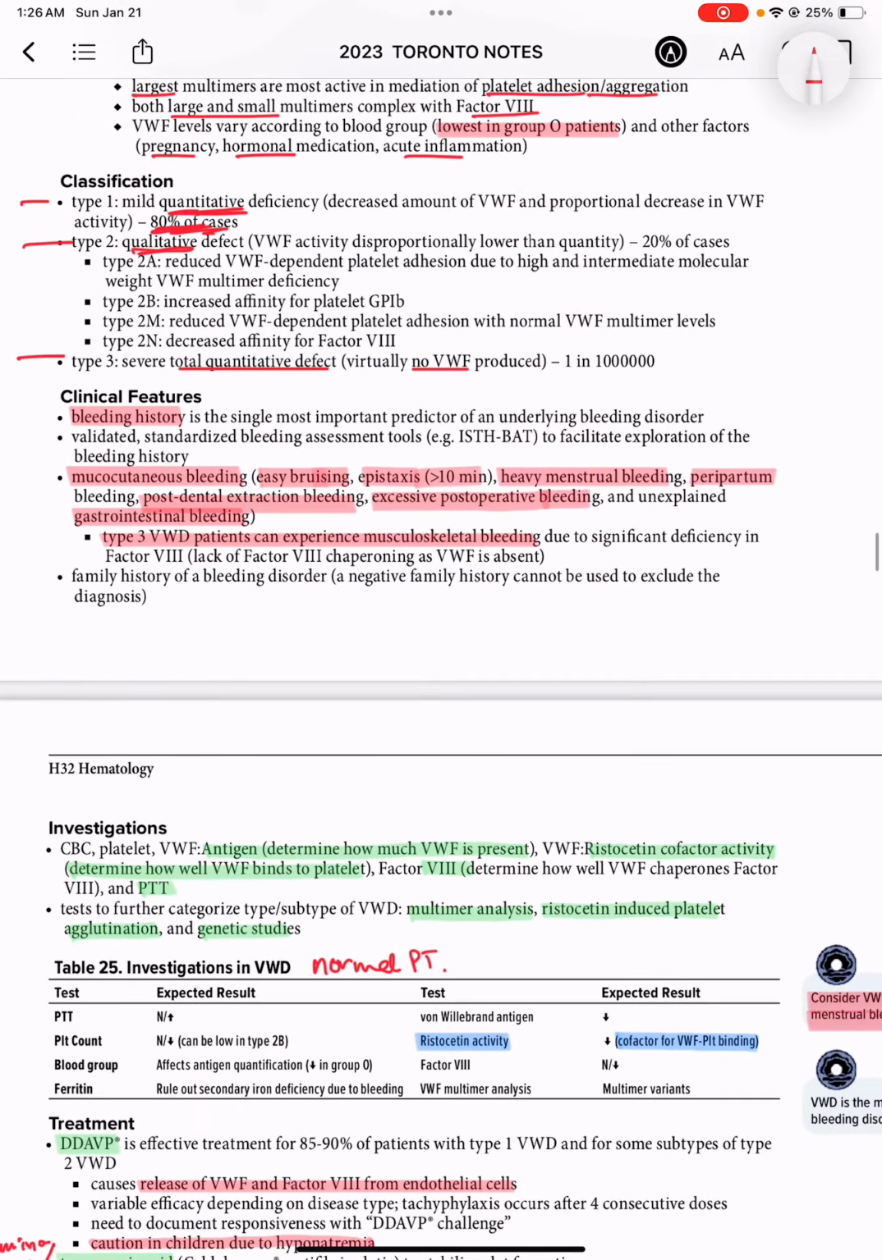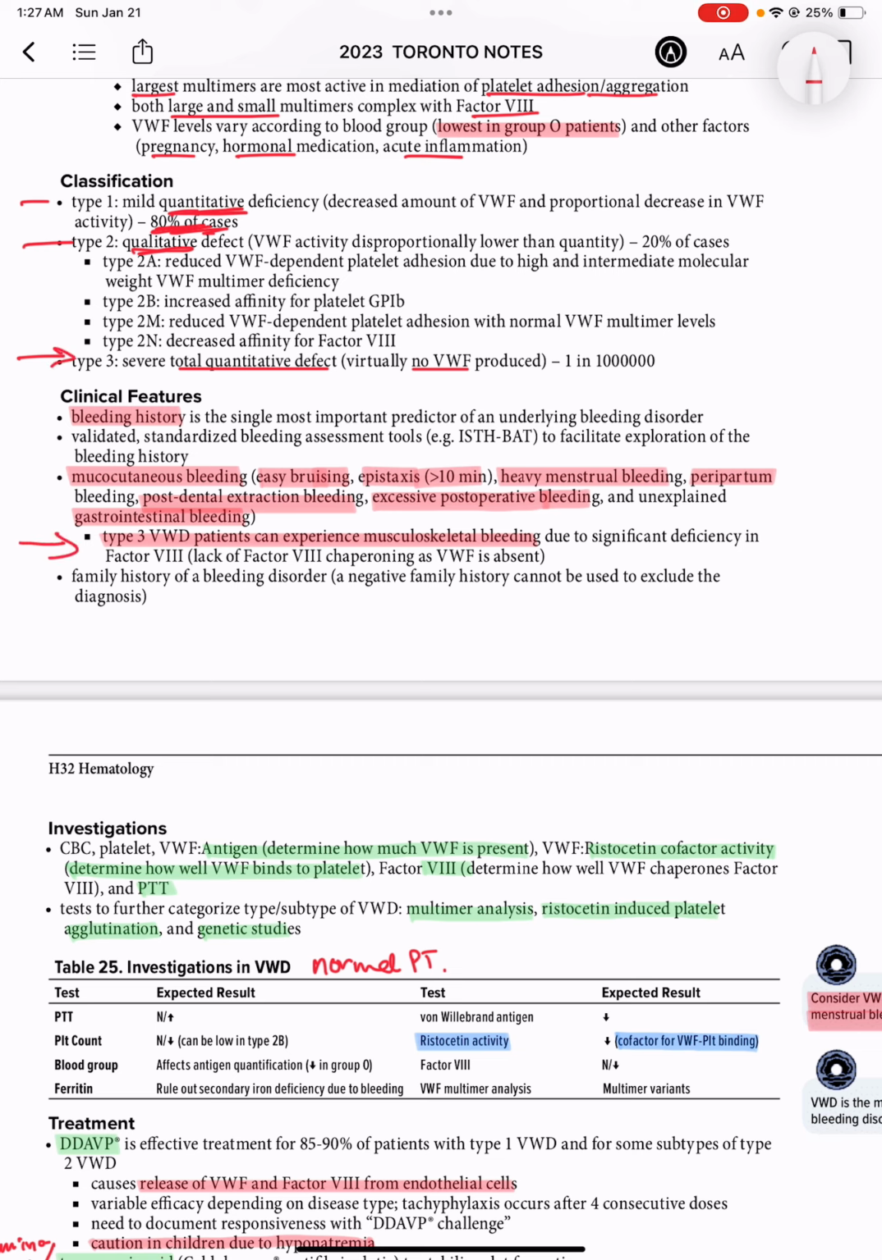Let's see. Okay, so clinical features, there would be bleeding. We'll find out about the bleeding history. That's the most important predictor, and then we'll do some bleeding assessment tools like we did already for DIC, and we look for the bleeding history. There's usually mucocutaneous bleeding, easy bruising, epistaxis going on for more than 10 minutes, heavy menstrual bleeding, peripartum bleeding, post-dental extraction bleeding, excessive post-operative bleeding, and unexplained gastrointestinal bleeding. Right here, that's the thing which I was trying to find.